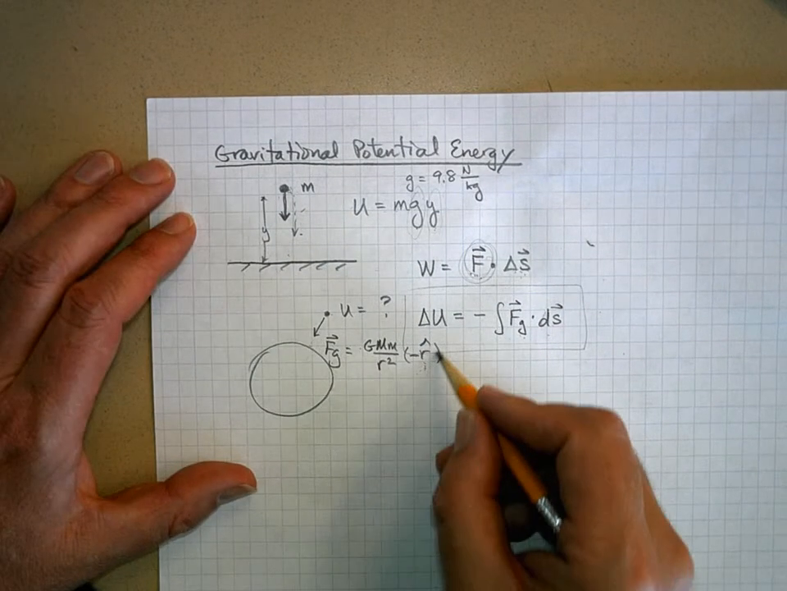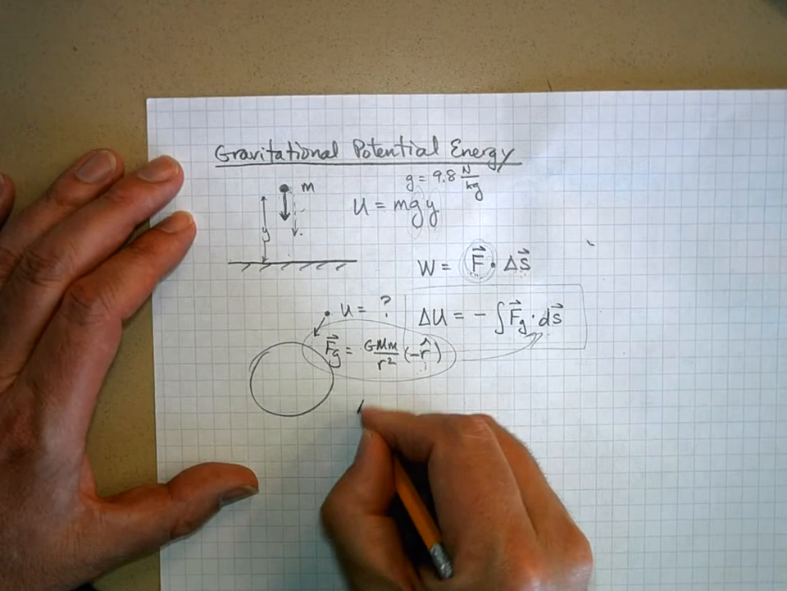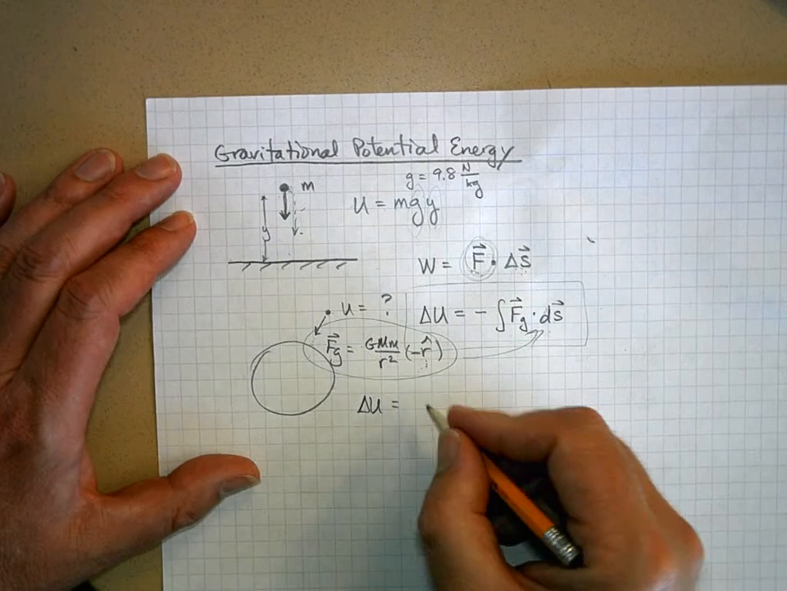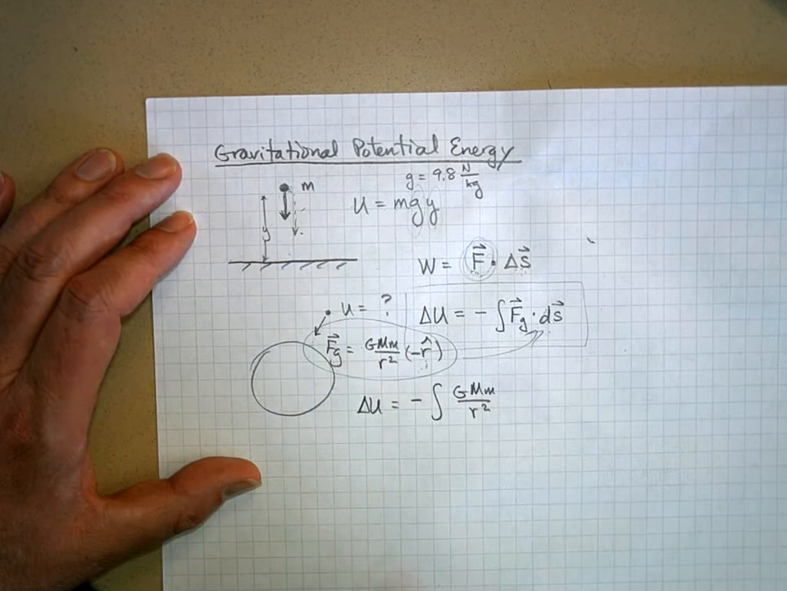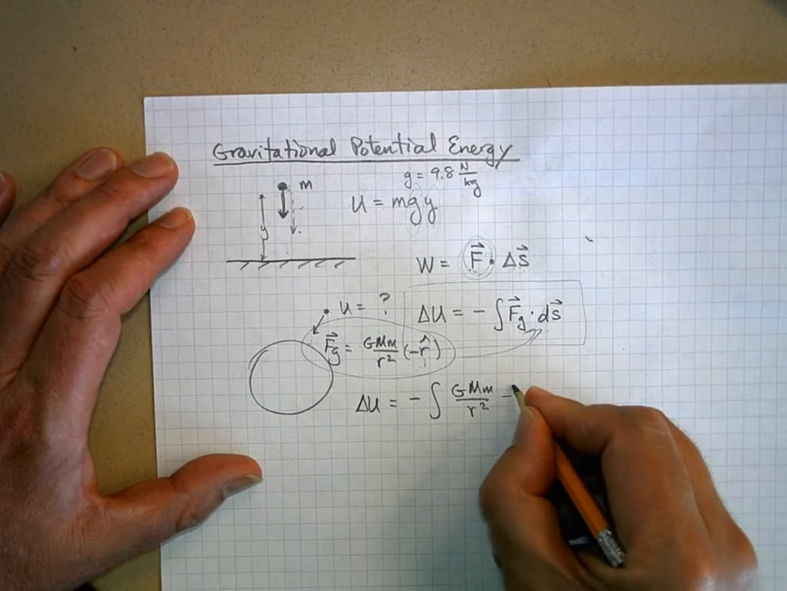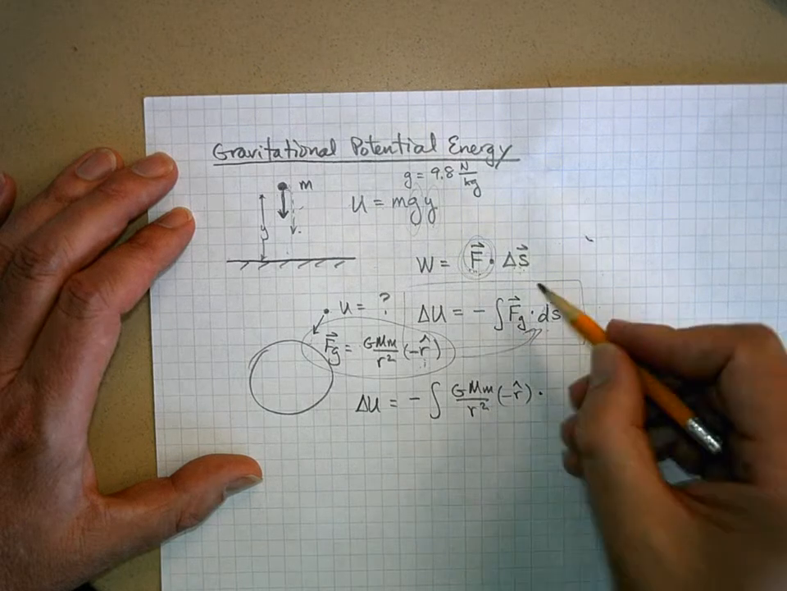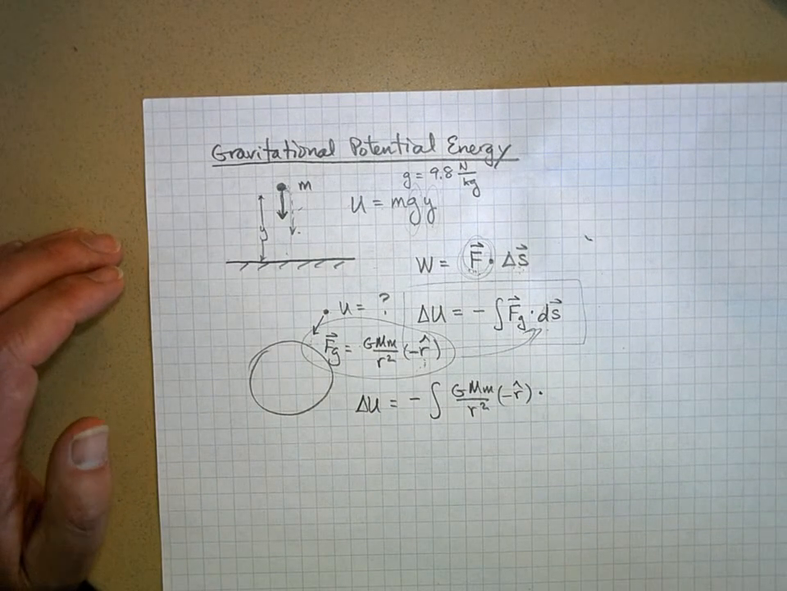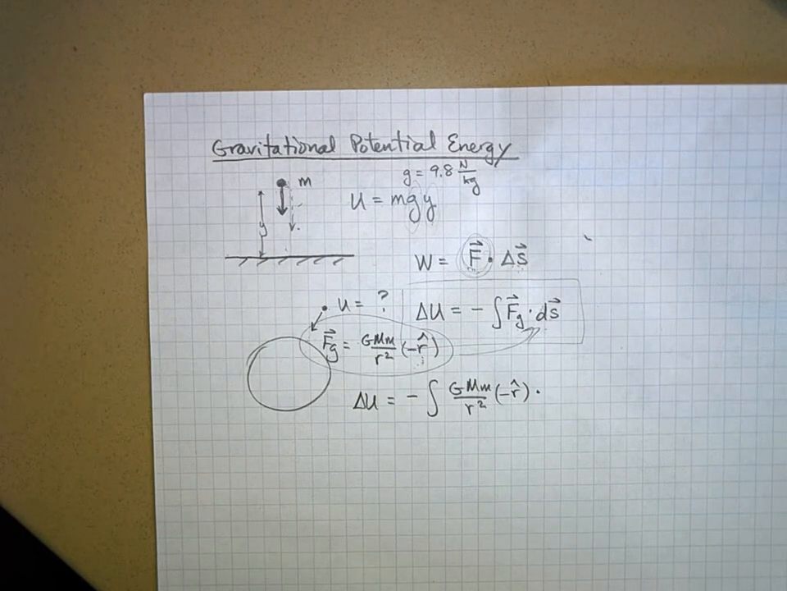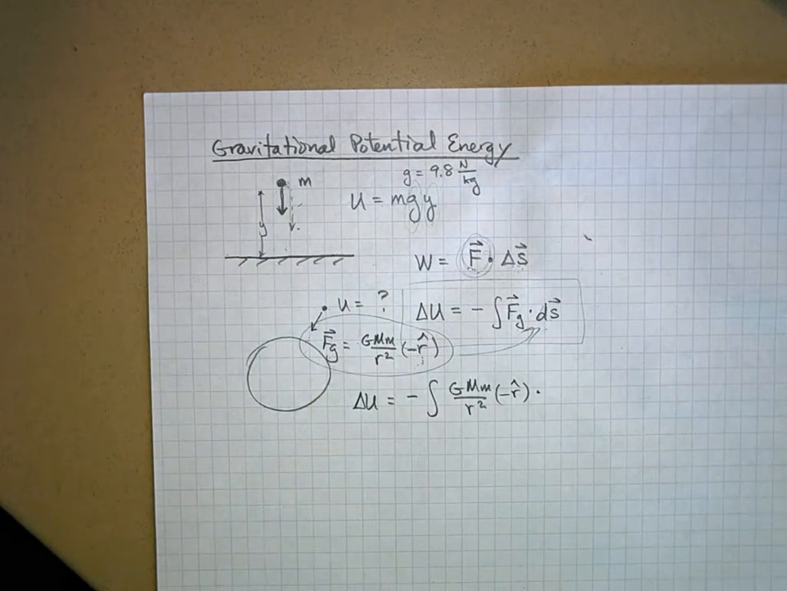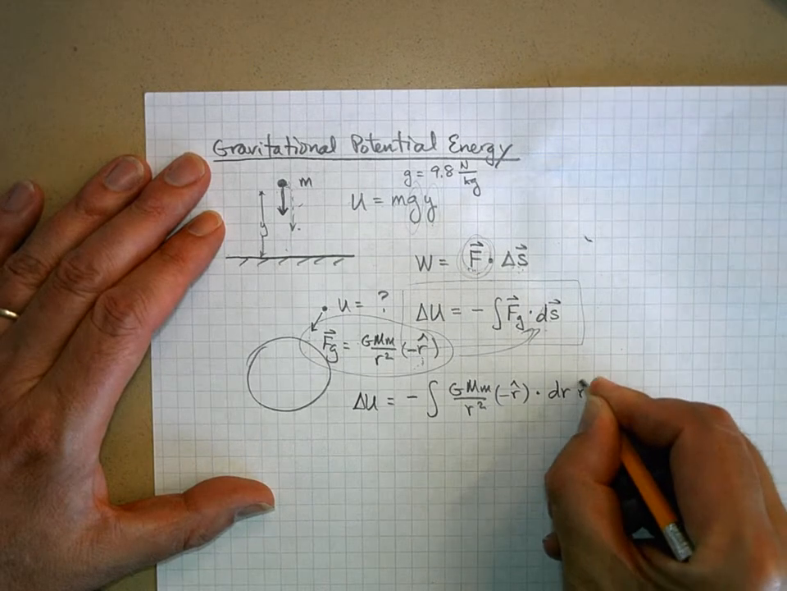All right, so now I'm going to put this in here and say, okay, delta U is equal to negative the integral of GMm over r squared in the negative r hat direction, dotted with ds. Now ds is a little tiny displacement vector, but what the dot product means is, hey, only the part of your displacement that's changing r, or your distance away from the center, matters. So we don't really care about delta s. What we're going to care about is delta r, our change in r, or dr in the r hat direction.